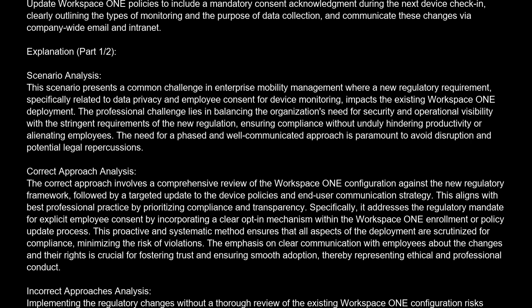Specifically, it addresses the regulatory mandate for explicit employee consent by incorporating a clear opt-in mechanism within the Workspace ONE enrollment or policy update process. This proactive and systematic method ensures that all aspects of the deployment are scrutinized for compliance, minimizing the risk of violations. The emphasis on clear communication with employees about the changes and their rights is crucial for fostering trust and ensuring smooth adoption, thereby representing ethical and professional conduct.